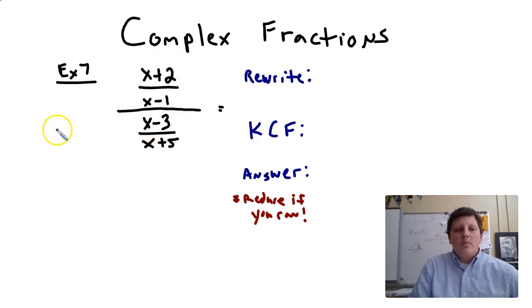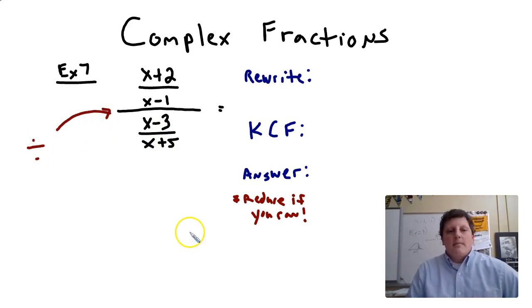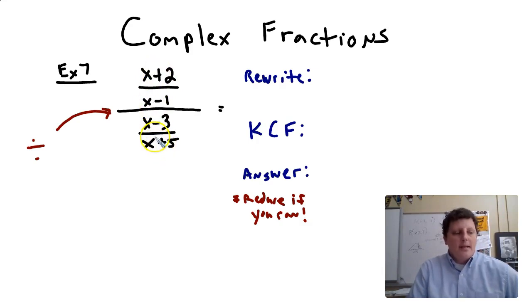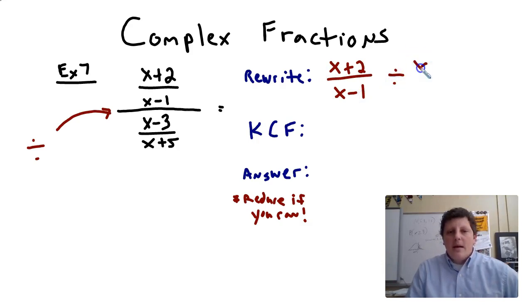Well, the first thing I want you to remember is that a fraction bar is the same thing as dividing. So we talked in the last lesson about how to divide rational numbers, that instead of dividing them, you're actually multiplying them. We called this keep, change, flip. Okay, so I'm going to rewrite this first as division and say this is x plus 2 over x minus 1 divided by x minus 3 over x plus 5.